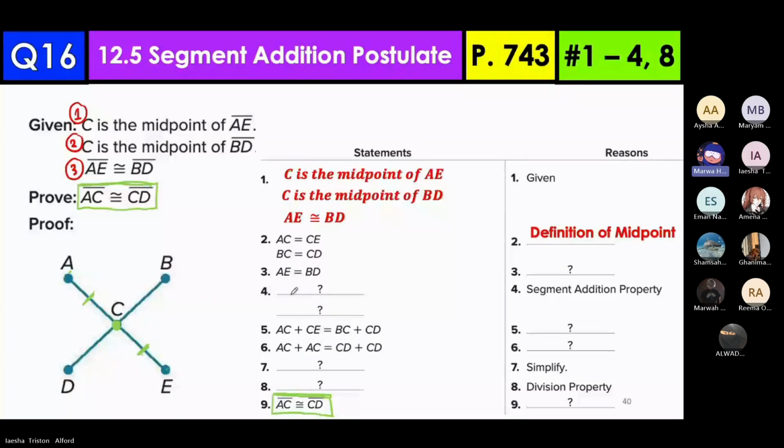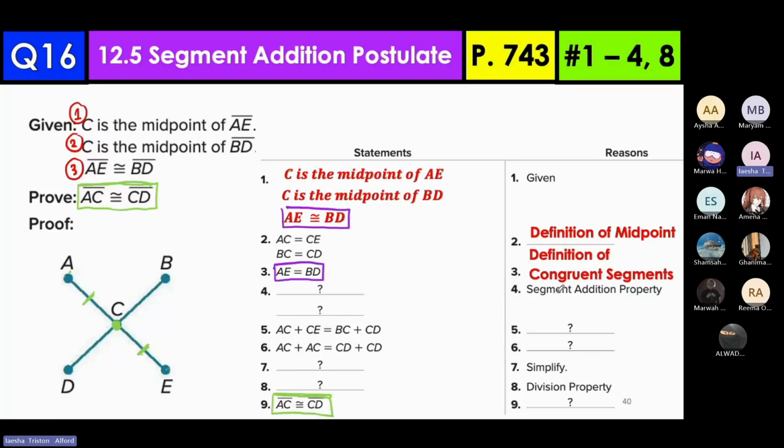Because it's congruent. It tells us here, AE is congruent to BD. We change congruent to equal. So, what vocab is that? Congruent segments.